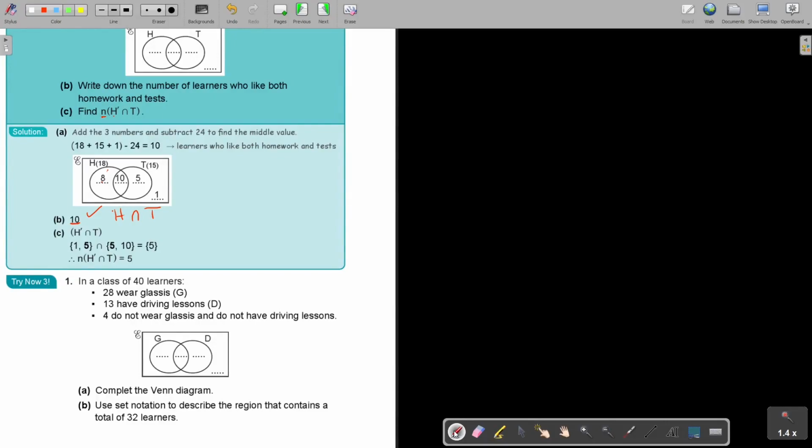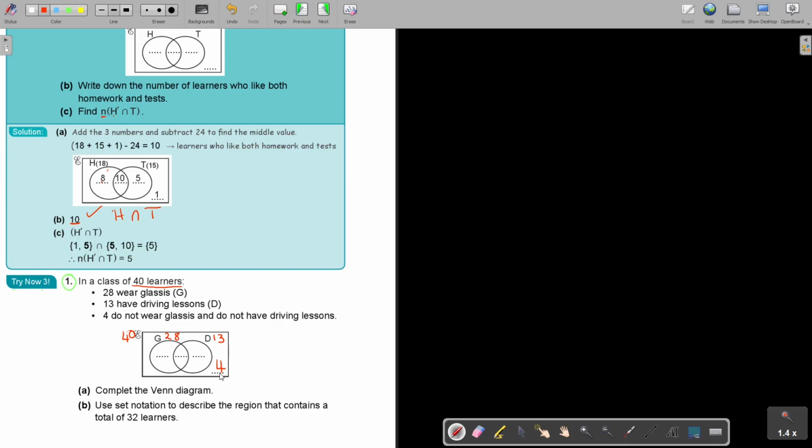Okay, so I want you to stop the video and do Try It 3 number 1. You can continue the video as soon as you are finished. Let's start. In a class of 40 learners, it's very important to underline that, so that means that the universal set is 40. 28 wear glasses, so you can write it there on top if you want. 13 have a driver's license. 4 do not wear glasses and do not have a license, so it's on the outside.